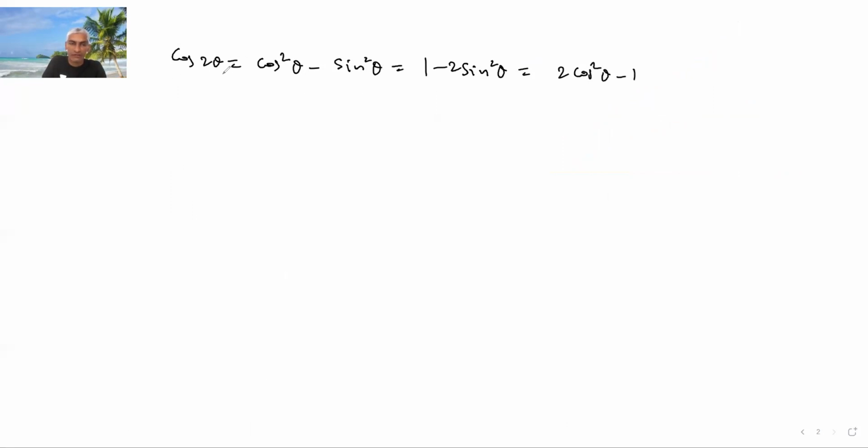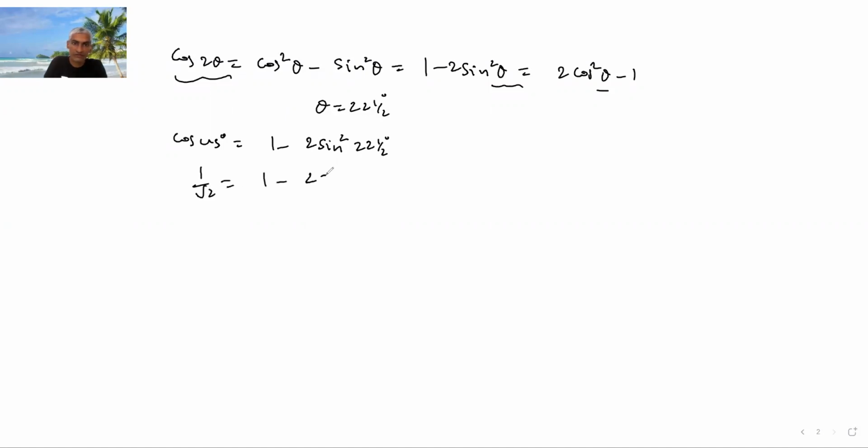So knowing the trigonometric ratio of 2 theta, I can find the trigonometric ratios of theta, I mean its half value. So I want to find 22 and a half degrees value. In place of theta, if I substitute 22 and a half degrees, cos of 45 degrees will be equal to 1 minus 2 sine square of 22 and a half degrees. So from this I can find sine 22 and a half degrees. So this is 1 by root 2 equal to 1 minus 2 sin square 22 and a half degrees.